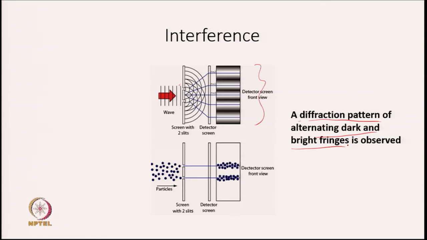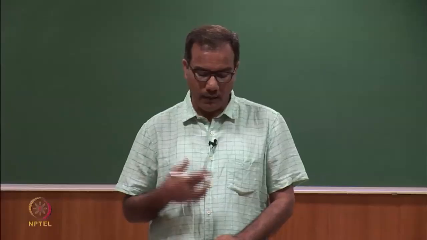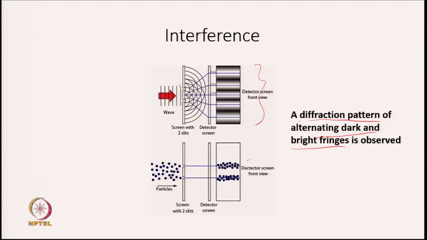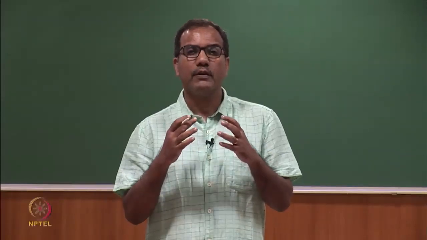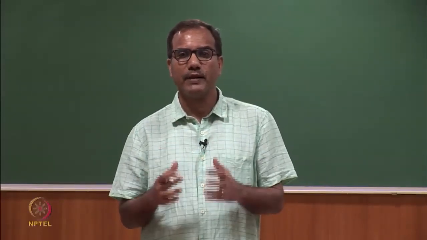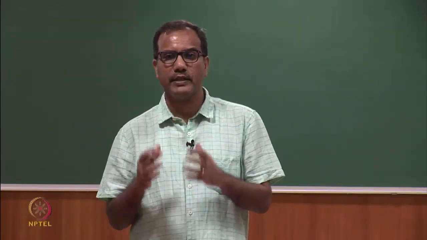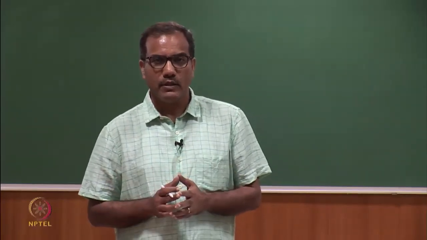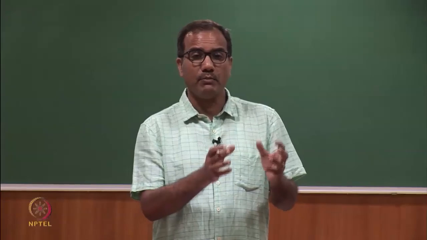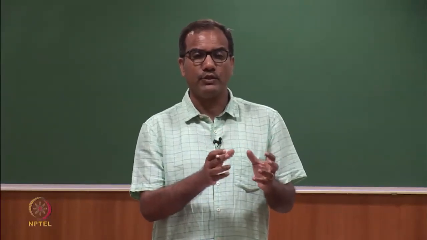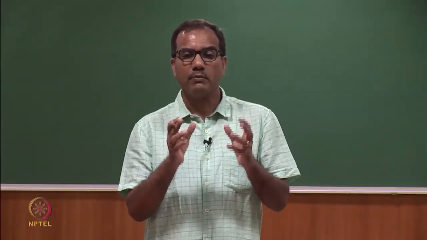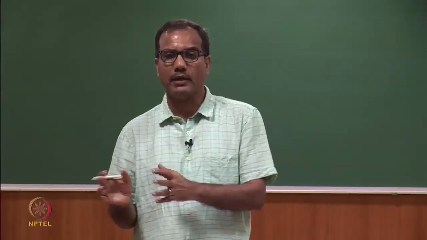If it is a big particle, what you are going to see is something like that, two spots. So, in case of a wave, you will see a diffraction pattern of alternating dark and bright fringes. So, these are two very important properties of waves which are not observed for big particles.